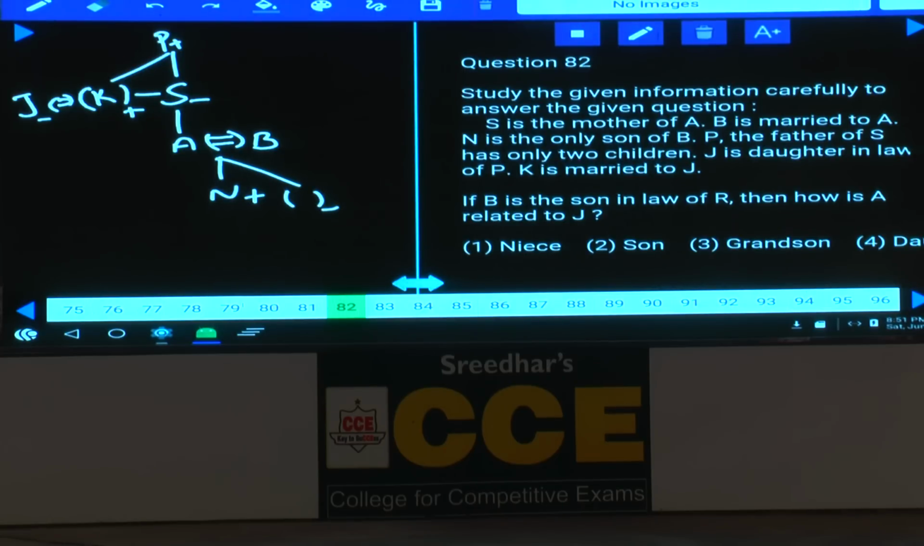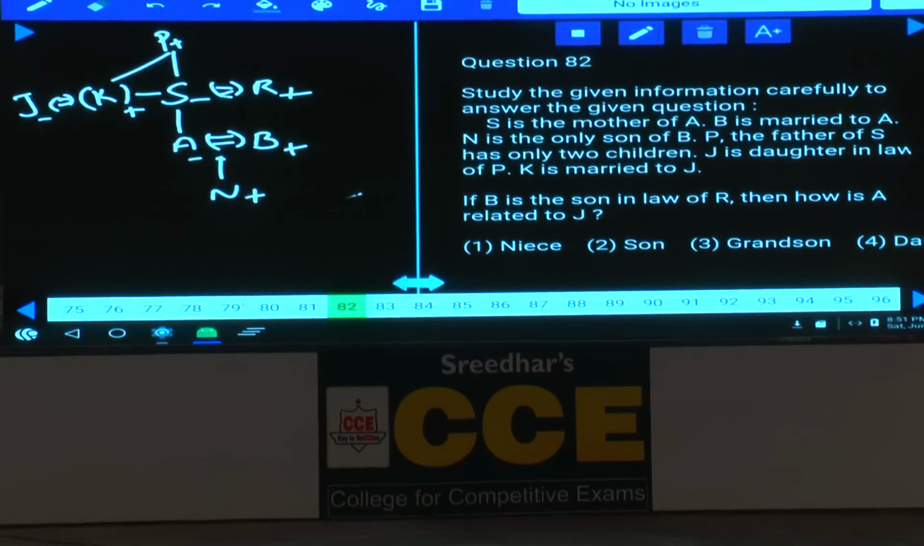That means there is a daughter. B is the son-in-law of R, so B is male and A is female. Son-in-law of R means S and R are a married couple. Then how is A related to J? A is J's sister-in-law's daughter. Hence what is the answer here? Niece.